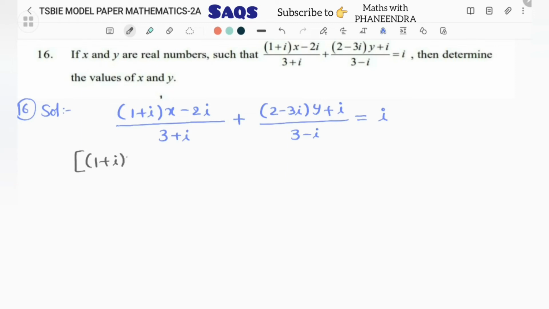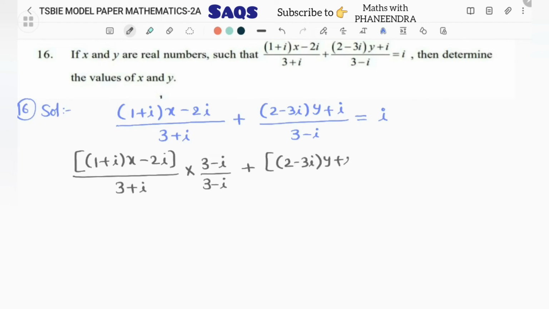So the first given complex number, (1 + i)x - 2i over 3 + i, multiplying and dividing by 3 - i, plus (2 - 3i)y + i over 3 - i, here in the denominator, so multiplying and dividing by 3 + i, which is equal to i.